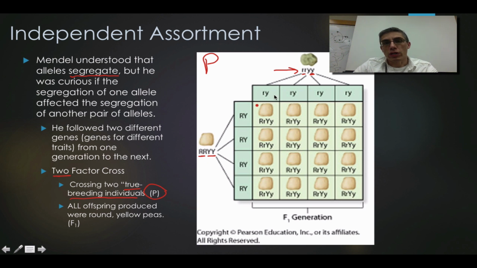Now when he made the cross, in other words, he put his gametes on the top and the left hand side, the possible gametes that we have here, he found that the offspring that were produced were all yellow and they were round or smooth peas. All right, so this is going to represent our P generation. In other words, these are our initial cross, our initial parents, and the F1 generation is going to be the offspring that you see being produced from this combination.